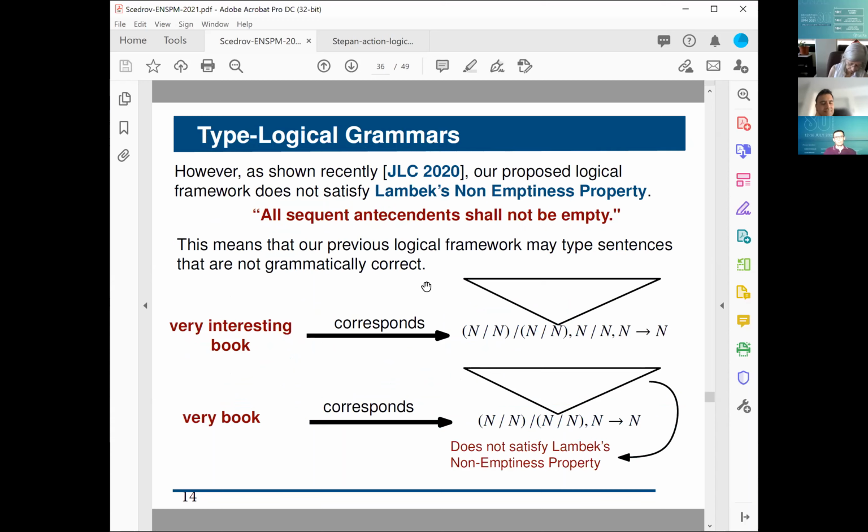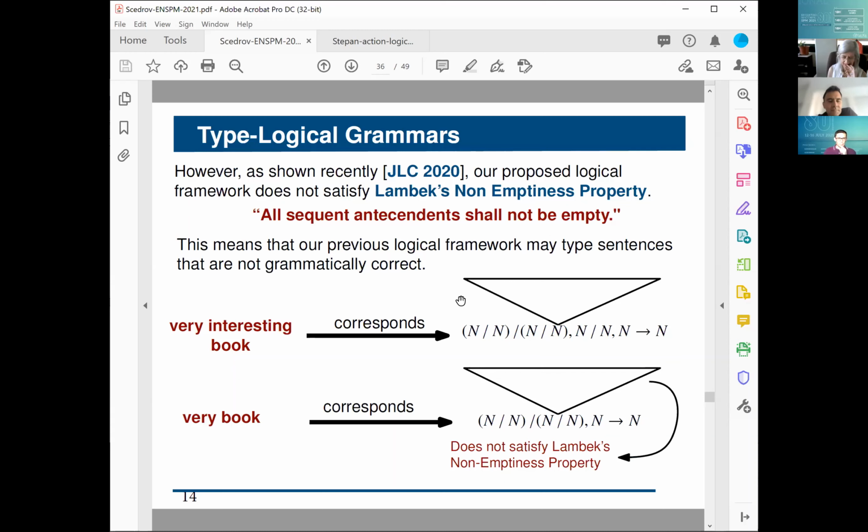However, trouble around the corner, okay? In our paper, which just appeared last year in Journal of Logic and Computations, we showed that this framework does not satisfy Lambek's non-emptiness property, which we discussed earlier in this talk. Not all sequents, but in any proof, in any deduction, okay, the sequent antecedent shall not be empty, okay? There are linguistic reasons for this.